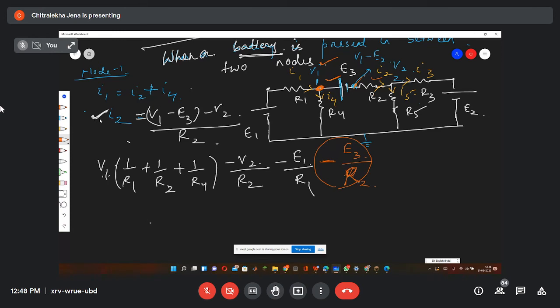You will substitute all the values of I1, I2, I4 in this equation 1 and you check whether you are getting this equation or not. This will be equal to 0. Am I clear now? What I have done? Yes, ma'am. Very good.